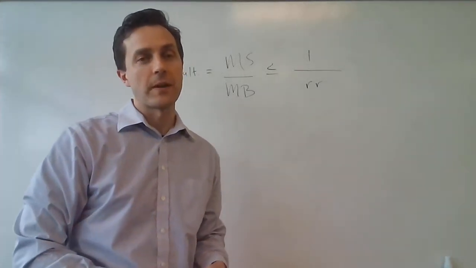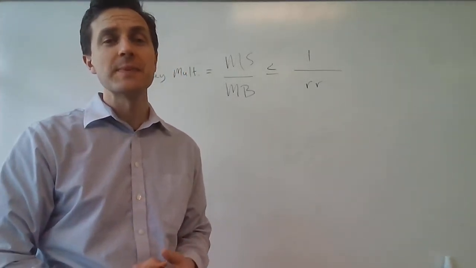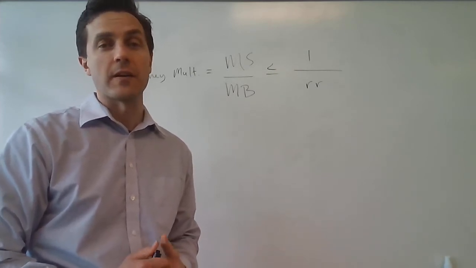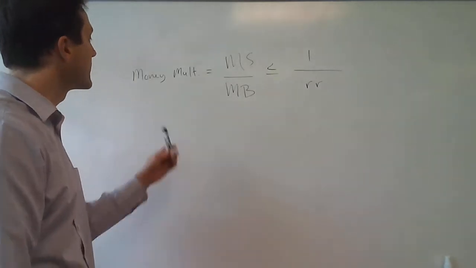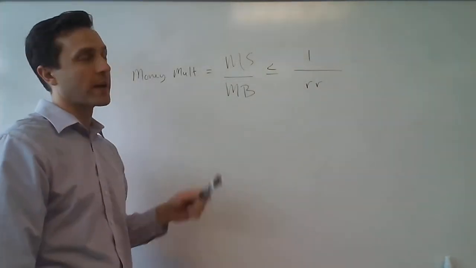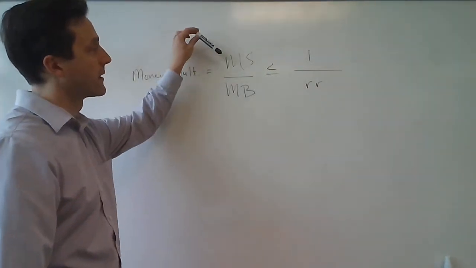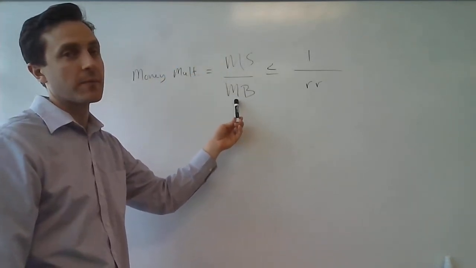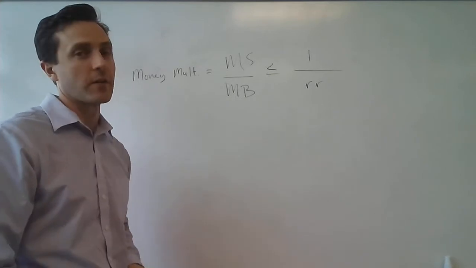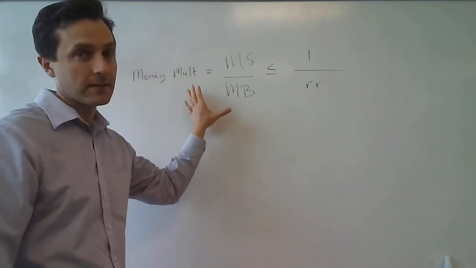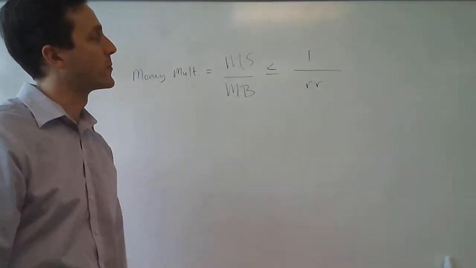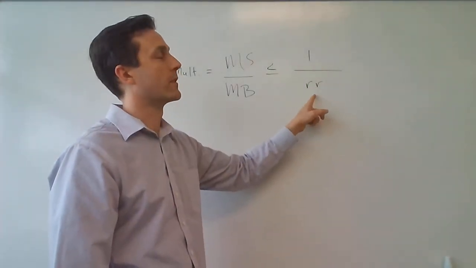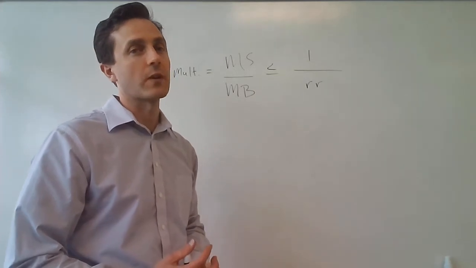In this video, we're going to talk about the fact that there happens to be an upper bound on the value of the money multiplier in an economy. By definition, the money multiplier is the size of the money supply relative to the monetary base. So it's money supply divided by the monetary base. That's what it's defined as. But it actually has an upper bound, and that upper bound is 1 over the required reserve ratio.